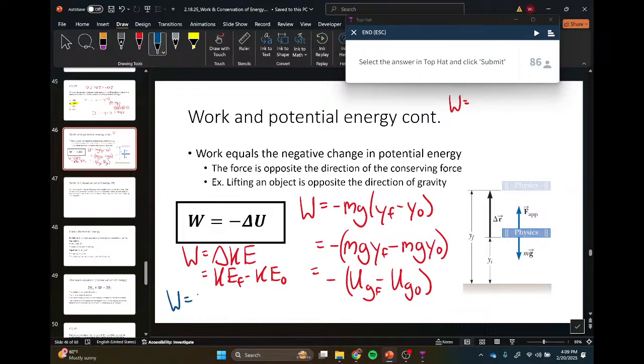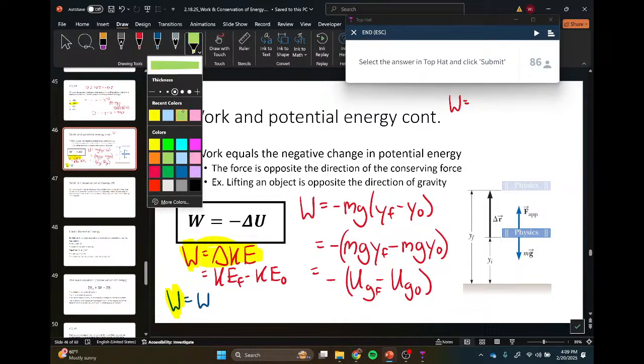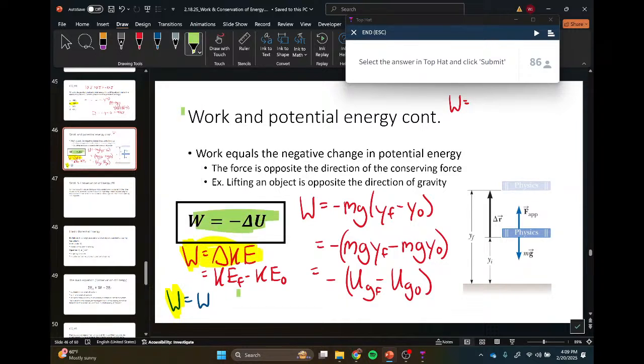Work equals work. W equals W. Great. Let's put this W here. Work equals positive change in kinetic. Let's put this W here. This is just to show you that conservation of energy, it's another way of proving it. So change in kinetic energy, kinetic energy final minus kinetic energy initial equals negative potential energy final plus potential energy initial.